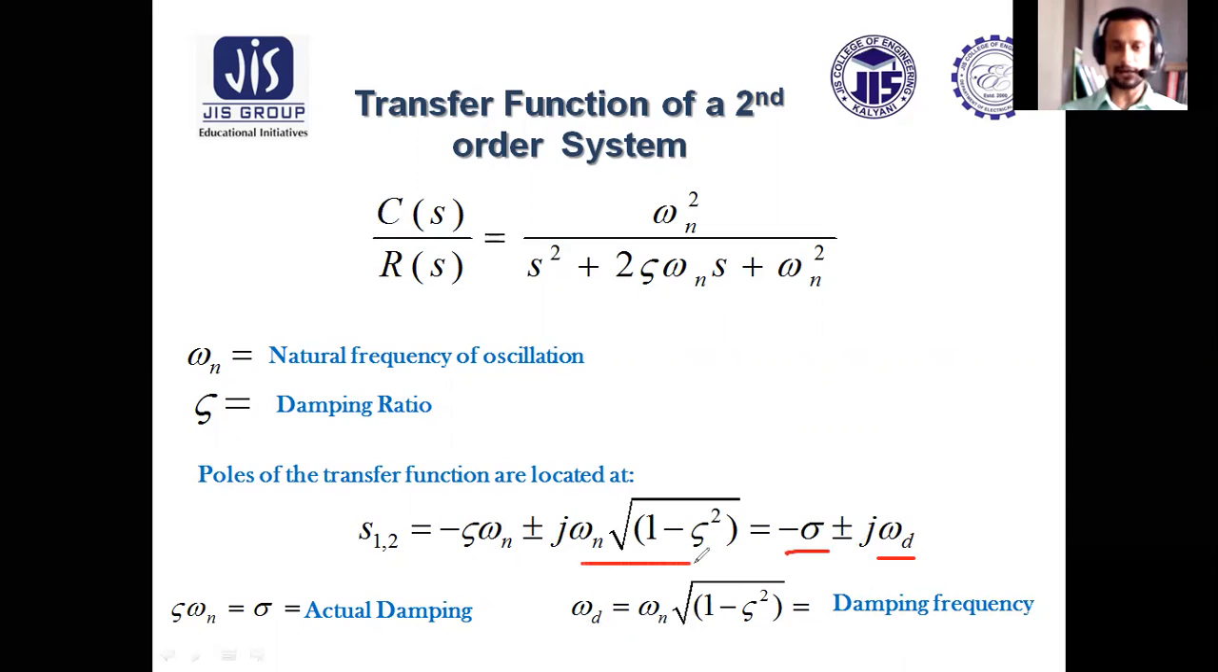Now see, this part is substituted by omega d, so omega d can be written as omega n times the square root of 1 minus zeta squared. And zeta omega n is represented by sigma. So sigma equals zeta omega n, which is known as the actual damping.